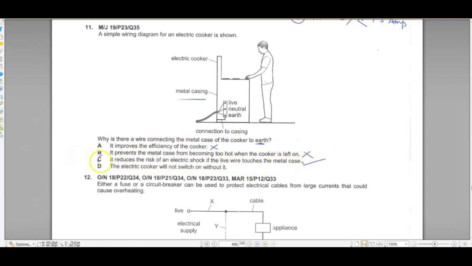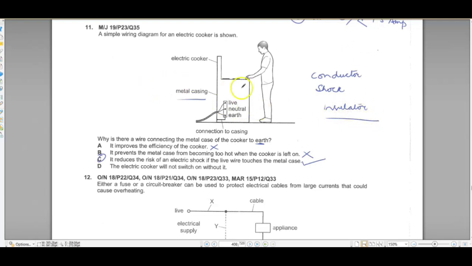Yes, this is the correct option, because the casing of the electric cooker is made from metal, and if a live wire touches the metal, metal is a conductor of electricity, so it can just shock the person who touches this electrical cooker. So there is an earth wire which actually avoids the risk of electric shock if you're using it. If the electric cooker had a plastic body or a wooden body or any body made with an insulator, you wouldn't require an earth wire with it.